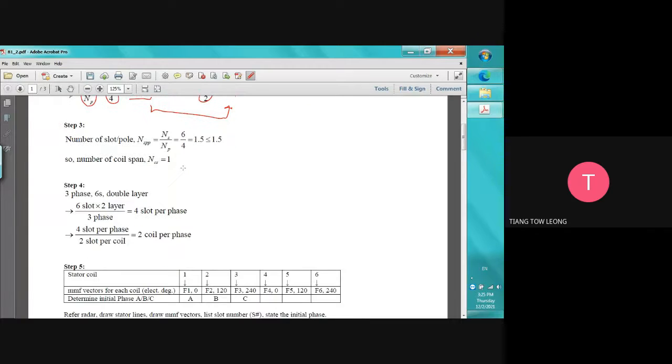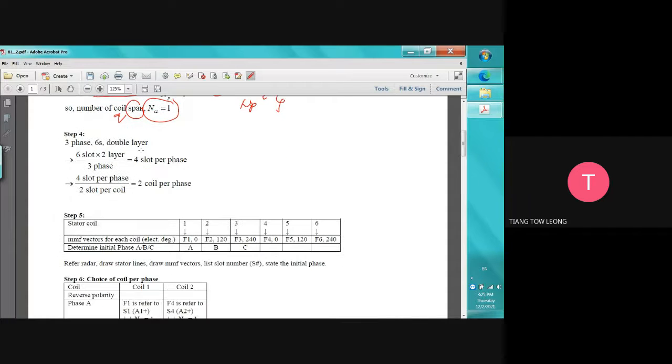Step 3. Find the number of slot per pole, NSPP, which is the number of slot per number of pole, is 6 divided by 4. We have a 1.5, which means this is less than or equals to 1.5. And the coil we choose is 1. Number of coil means the distance per coil.